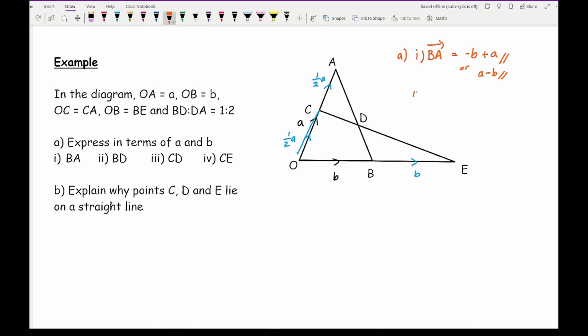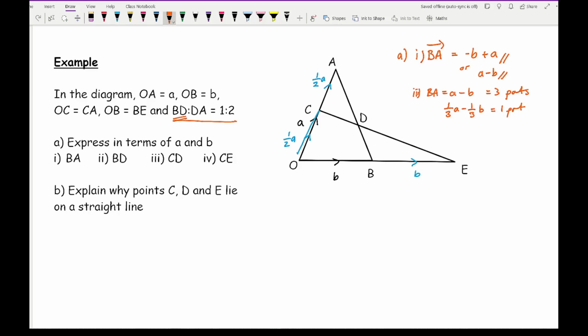So then looking at part 2, it says work out B to D. So B to D is going there. Now I'm going to have to use this ratio. So I'm going to be splitting the ratio of B to A. So if B to A equals A minus B, and that equals 3 parts, then one part is going to be 1/3 of A minus 1/3 of B.